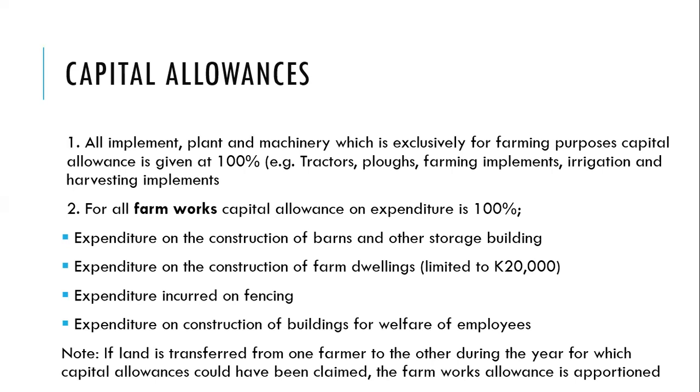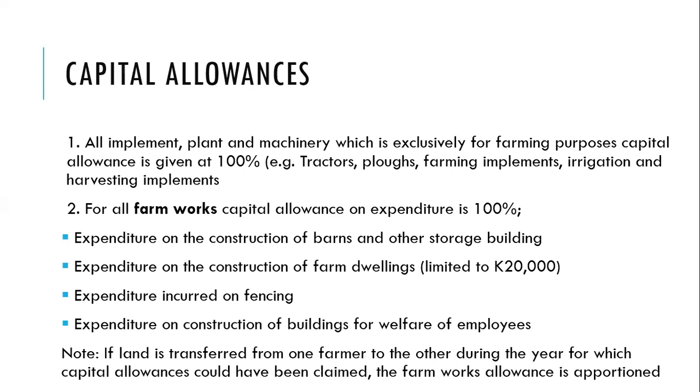Then expenditure on construction of farm dwellings. So we are at the farm, then we've got a house at the farm. So we spend maybe 100,000 on that particular house so that we can be staying there. That amount is deductible as capital allowance, but not the whole amount. It's limited to 20,000. So if you spend 100,000, the only capital allowance for construction of a farm dwelling or a house that you stay in is 20,000. No matter how much you spend, the capital allowance on that construction expenditure is limited to only 20,000 of that particular cost.